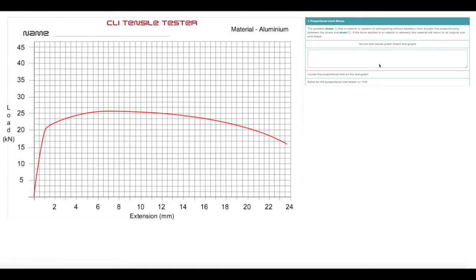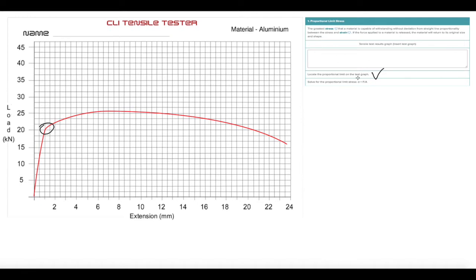So it's asking me to put the graph result right here. Well, I have the graph right here, so I don't really need to do that one. The second question is asking me to locate the proportional limit on the testing graph. Okay, so the proportional limit is where the elastic limit is, and that's going to be right here. Okay, so done with that one. Check mark. Okay, so we're going to now solve for the proportional limit stress.